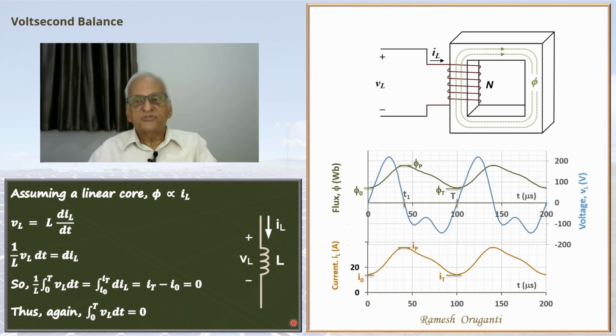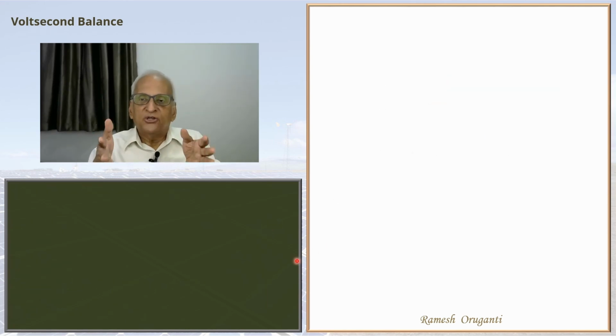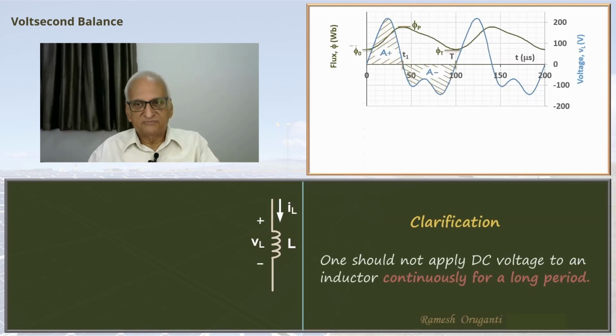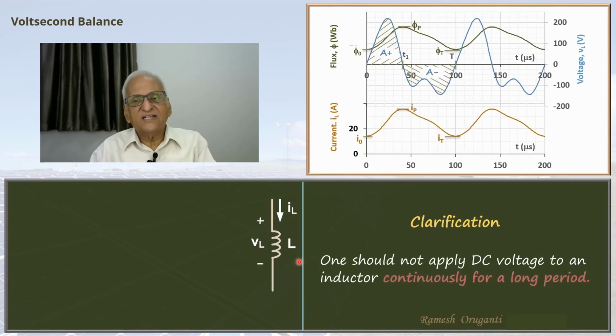So with this approach also, we can show that the magnitude of the positive area will be equal to the magnitude of the negative area. You might know that you cannot apply DC voltage to an inductor. So how is that idea related to this Voltsecond balance?